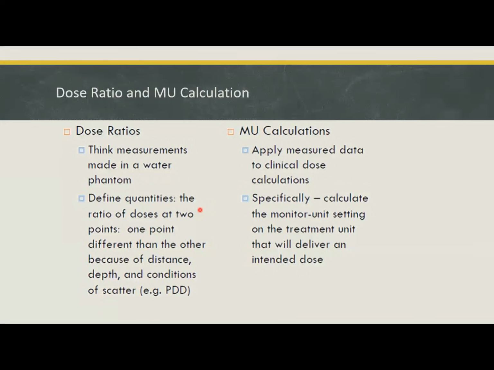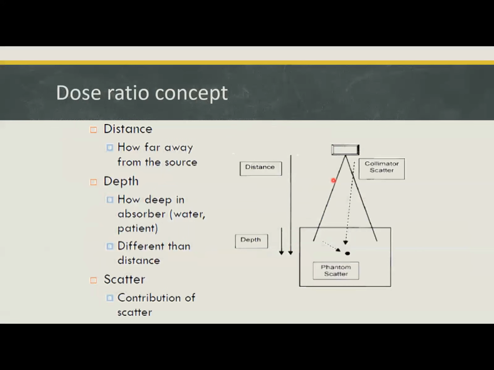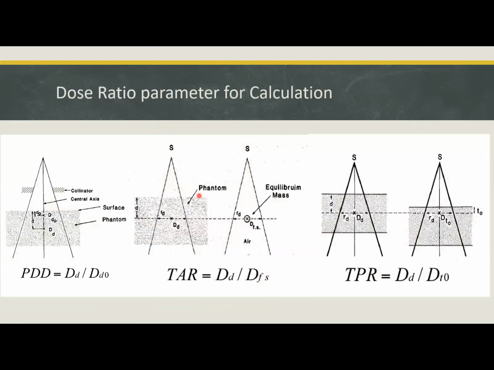So for the dose ratio, think about the measurement made in a water phantom. Define the quantities, the ratio of doses at 2 points, one point different from the other because of the distance, depth, and condition. Whereas an MU calculation uses those ratios for the clinical calculation. Distance is how far away from the source, depth is how deep in the absorber, and different from the distance, scatter is the contribution from the surrounding to the point of interest. So these are the parameters which we usually use in our calculations.